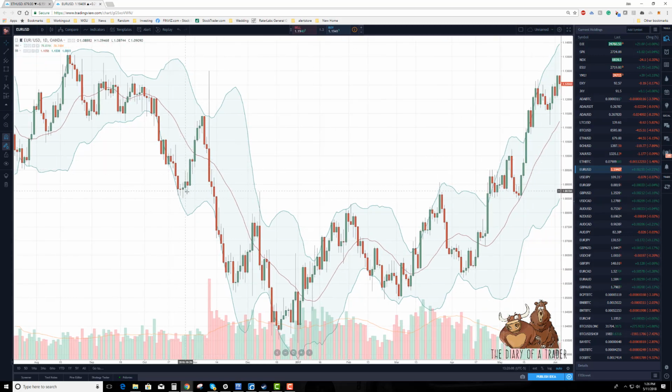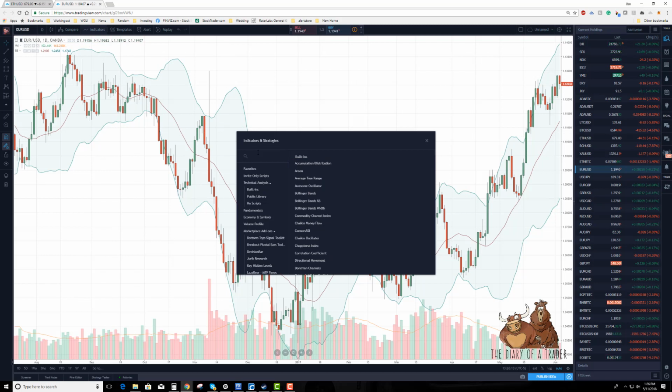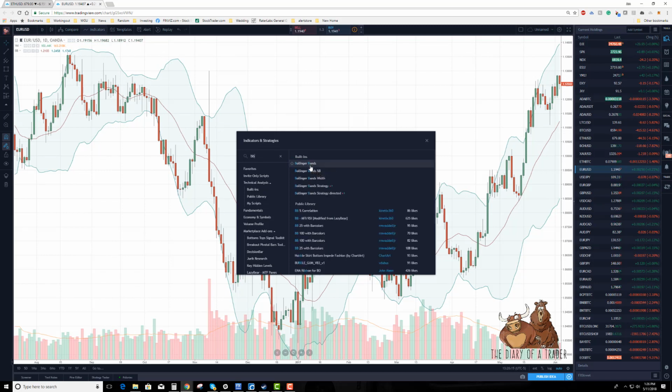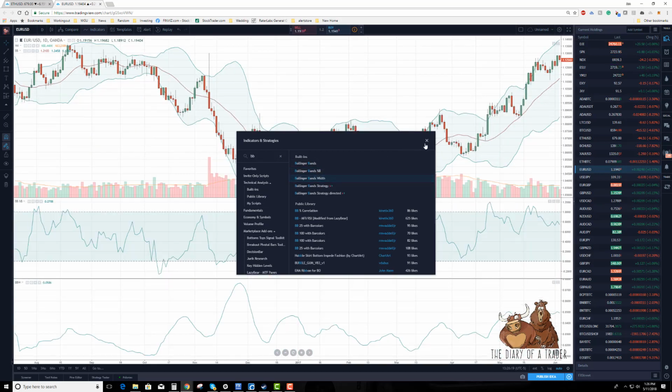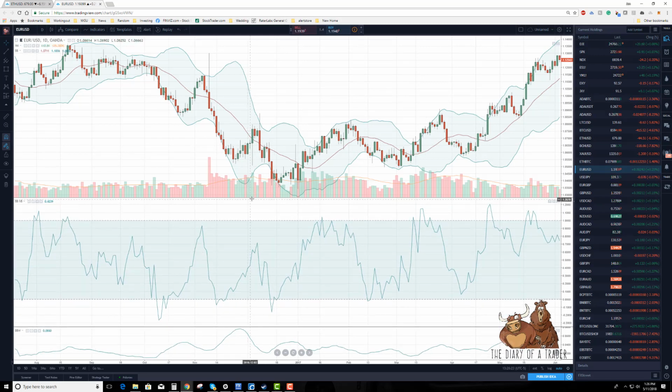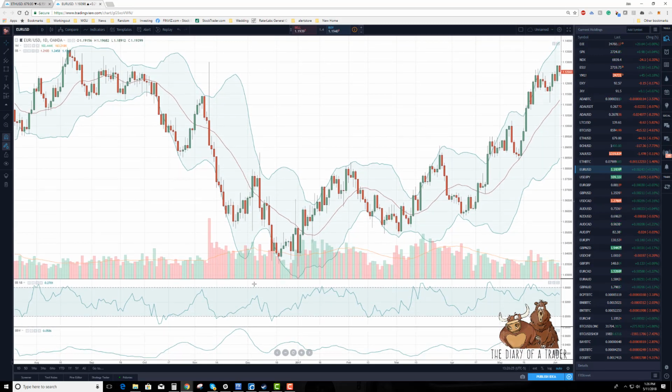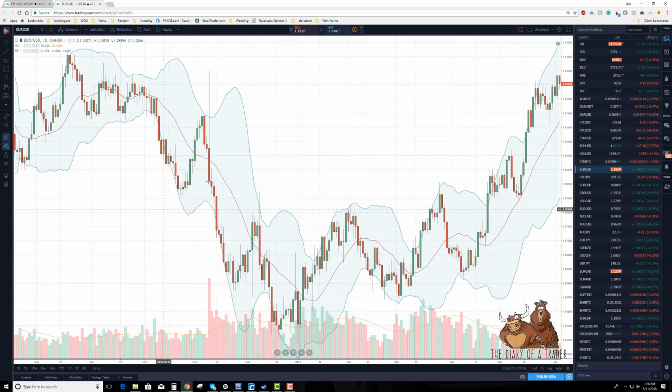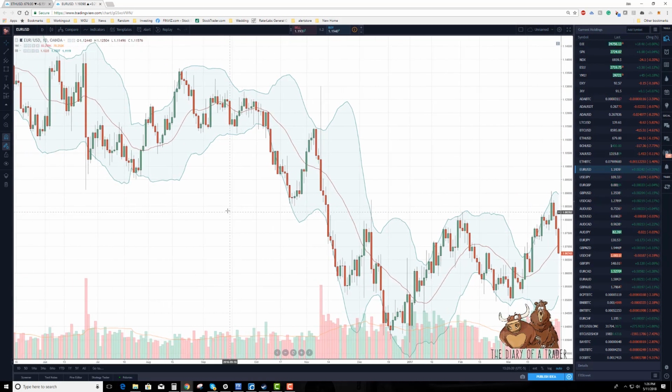And if you're not familiar with where to find it on TradingView, you just go to indicators, and if you just type in BB, we have Bollinger Bands right here, okay? There's also two accompanying indicators that you can use, Bollinger Band width and the percent. But for right now, we'll just look at the indicator itself.